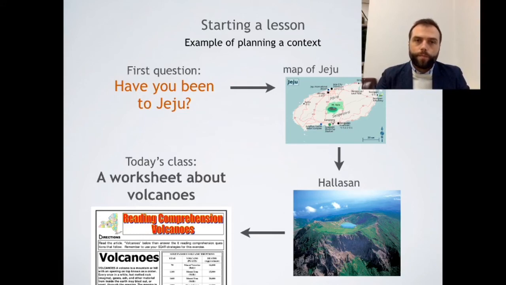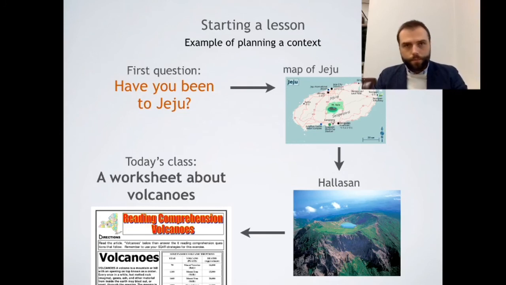So we go from Jeju to the map of Jeju, and then we talk about the map of Jeju. Oh, what do you know about Jeju? Where is Jeju City? Where have you been to? Oh, what's this in the middle of the map? Does anybody know what this is? Hallasan, Mount Hallasan. So, do you know anything about this mountain? Is it special? Let's have a look at a picture. Oh, it's got a big hole in the top. What could that be? Well, this used to be a volcano. And today we're going to learn about volcanoes.